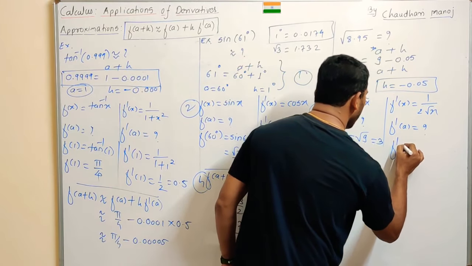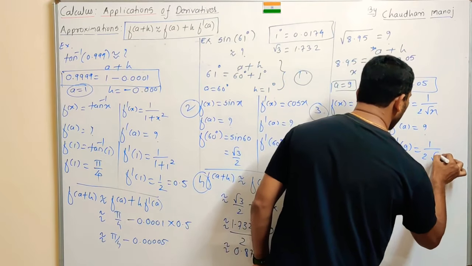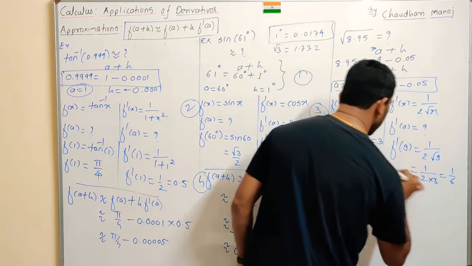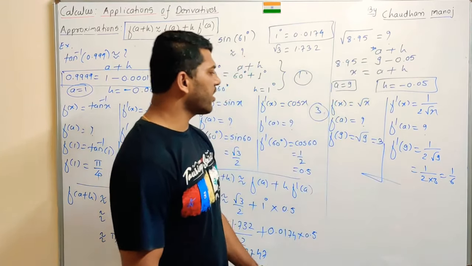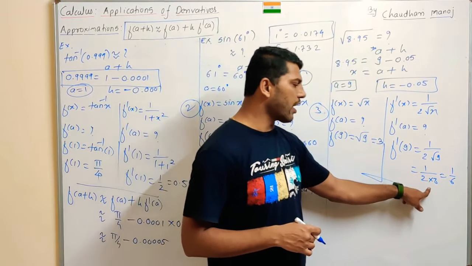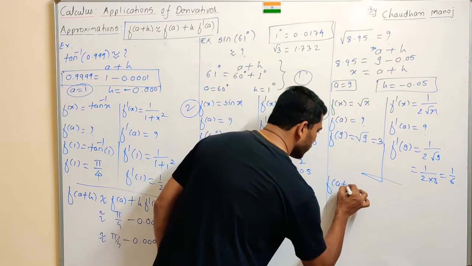So finding f dash of a at the value 9, it's 1 upon 2 into under root 9. 1 upon 2 into under root 9, with root 9 being 3, is 1 by 6. Okay, all the ingredients are ready with you. A is known, h is known, f of a is known to you, and at the end f dash of a is also known. Let's substitute in this formula.